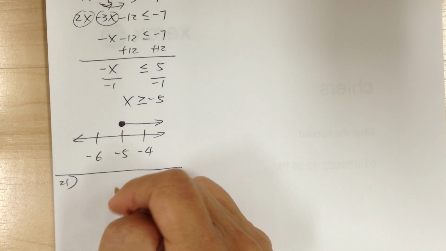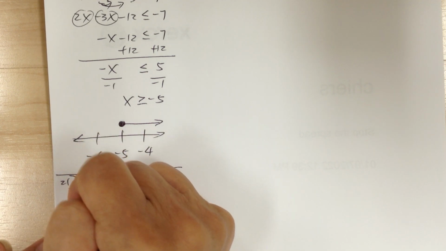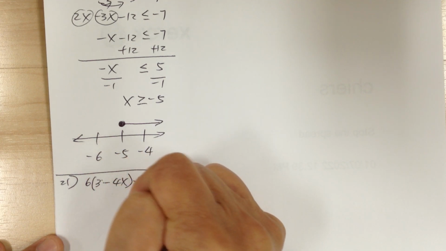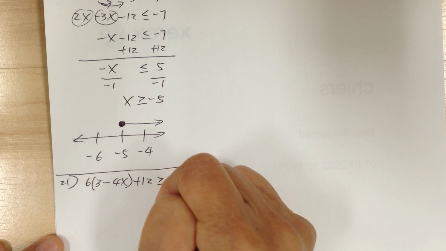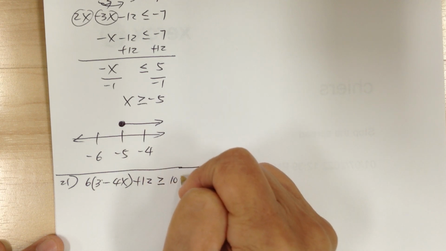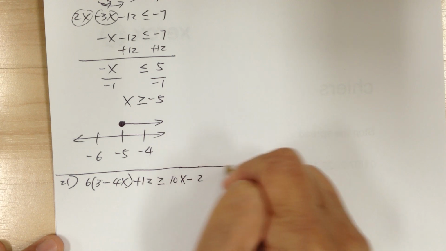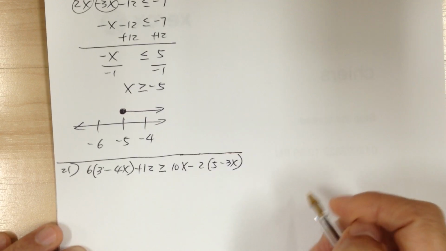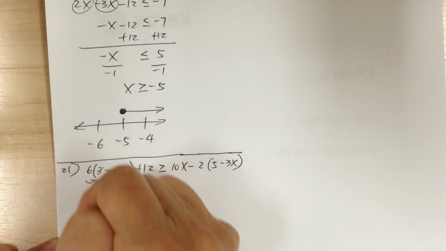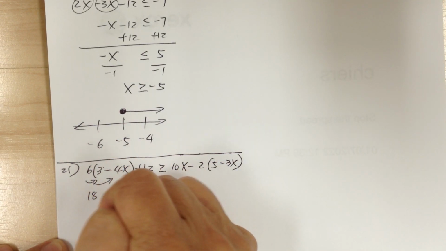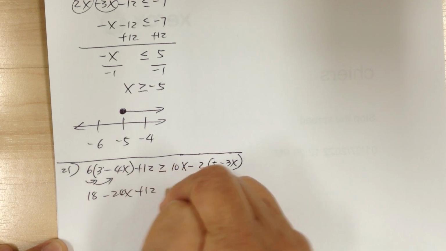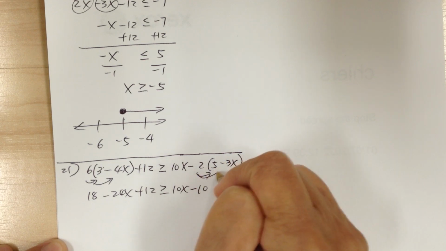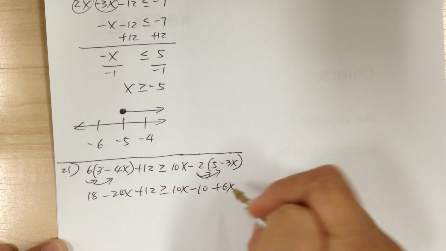Okay, let's go to 21. So you have 6 times 3 minus 4x plus 12 is greater than or equal to 10x minus 2 times 5 minus 3x. Okay, so that's going to distribute, so you got 18 distribute minus 24x plus 12 greater than or equal to 10x. Distribute should be minus 10 plus 6x.